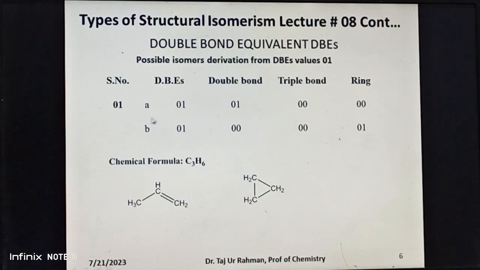Now we have two possibilities, A and B. The first possibility is that the compound may contain one double bond and no triple bond and ring. The second possibility is that the compound may contain one ring and no double bond and triple bond. Thus the given molecular formula C3H6 may have these two possible isomers.